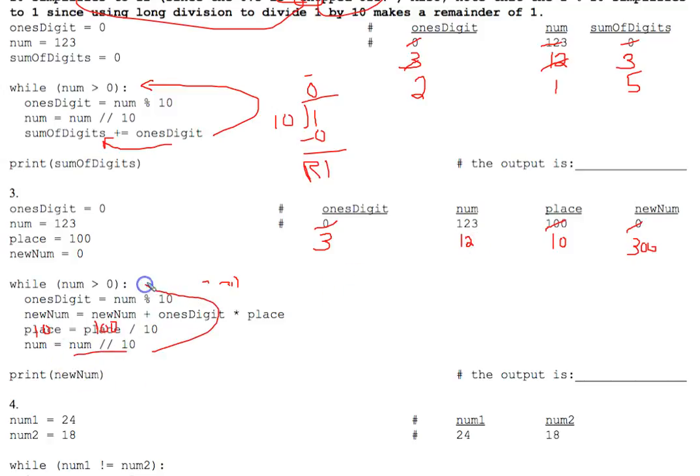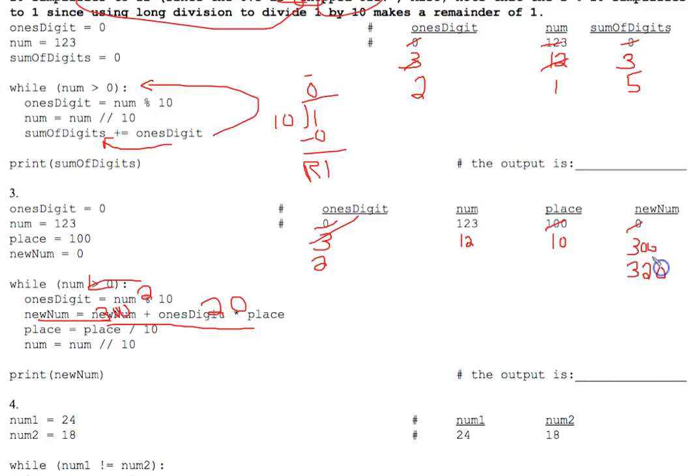We go back up to the top of the while loop, and maybe I'll do one more iteration of the loop for you. Num % 10. That simplifies to a 2. The 2 goes into ones digit, just like we did up here. Follow the order of operations here. Ones digit times place would be 20. 20 plus new num, 20 plus 300. New num becomes 320.